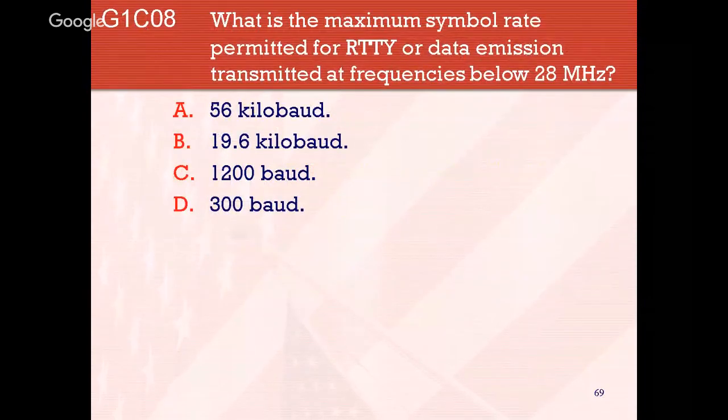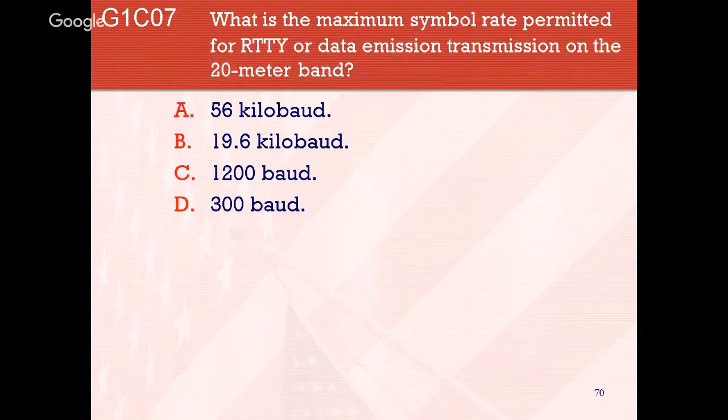So what is the maximum symbol rate permitted for RTTY or data emission transmitted at frequencies below 28 megahertz? Very simple. Your answer is D, 300 baud. You can't really approach anything higher until you get to 10 meters. And so the same answer applies to the maximum symbol rate permitted for RTTY or data emission transmissions on the 20 meter band. Again, that's 300 baud.